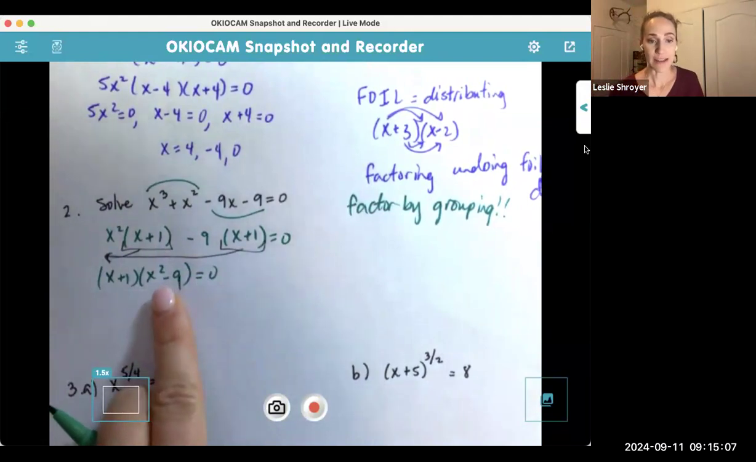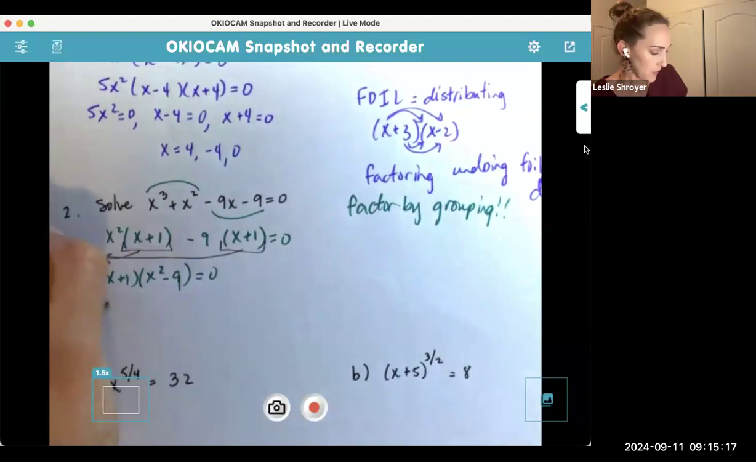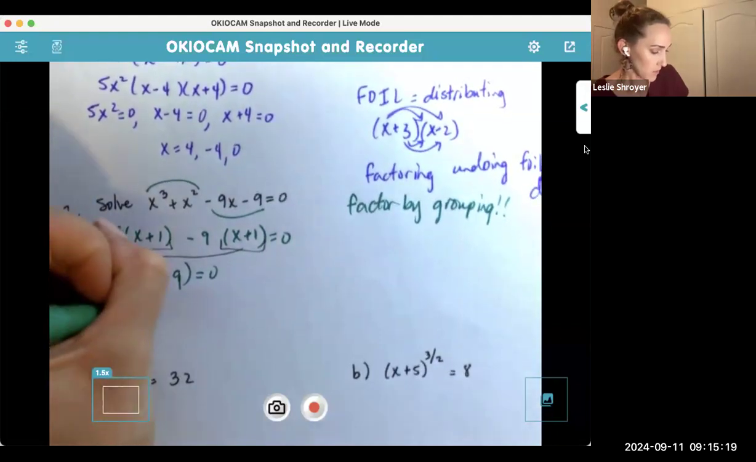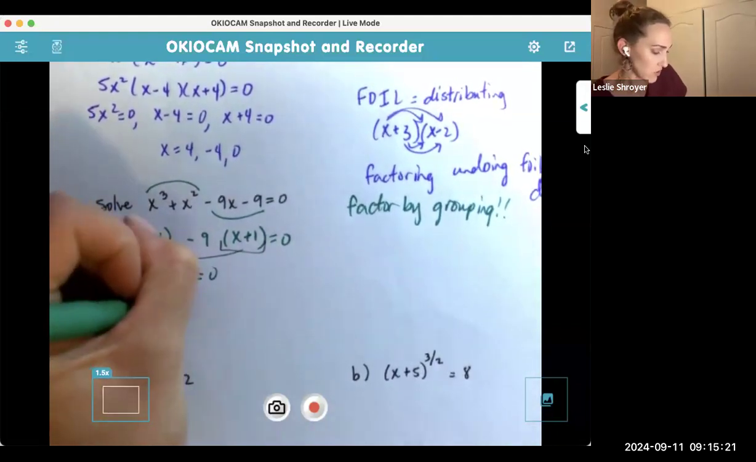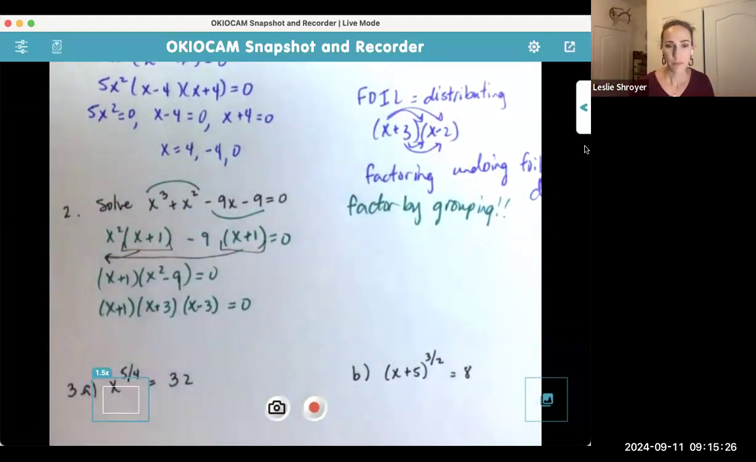So what is x squared minus 9? A difference of squares. Yeah, difference of squares. So it factors also, x plus 3, x minus 3, that's totally fine. Ta-da!